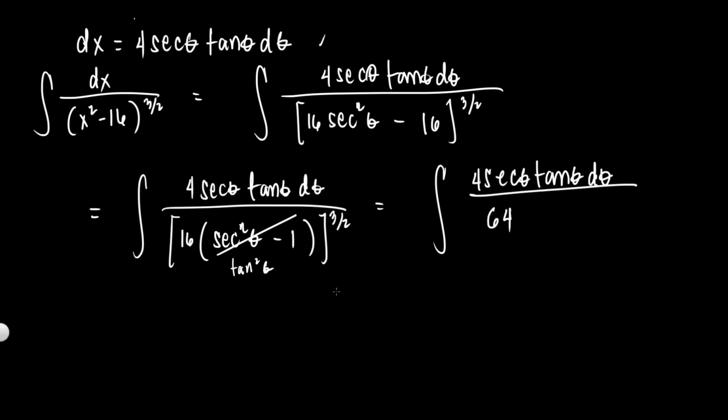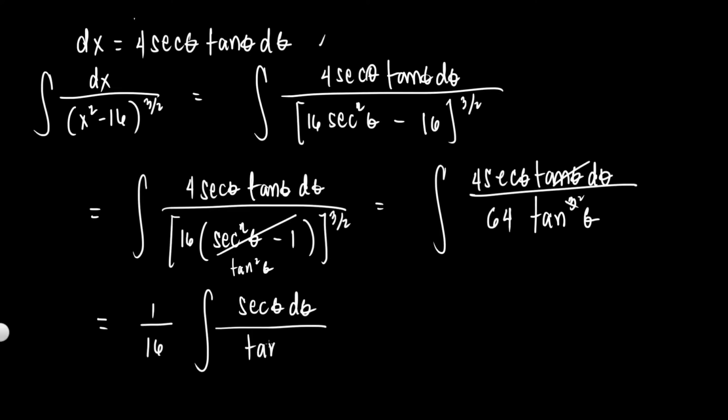Then, tangent squared theta raised to 3 halves. Tangent cube. Okay, tangent cube theta. Okay, so 4 over 64 is 1 over 16. No? So, labas ko na, 1 over 16. Constant yan. Times the integral of secant theta d theta. So, may natira pang dalawa dito. Over tangent squared theta. Okay?